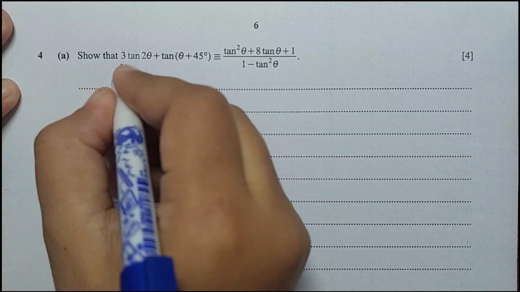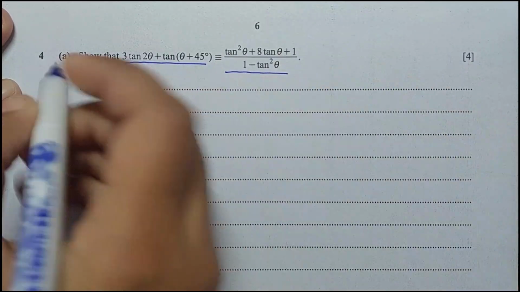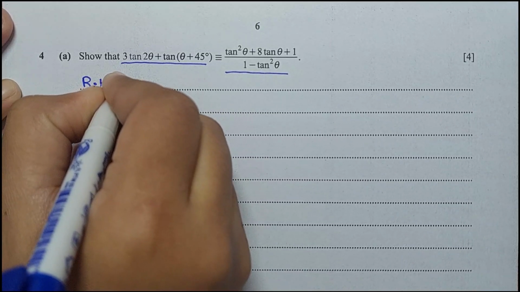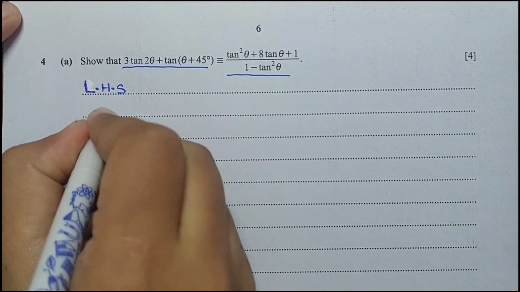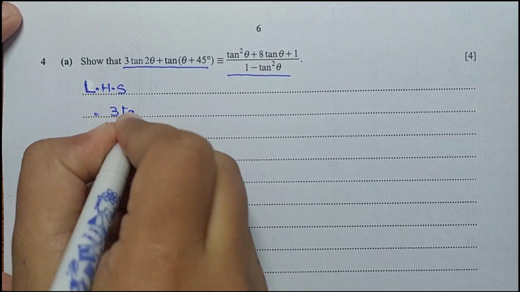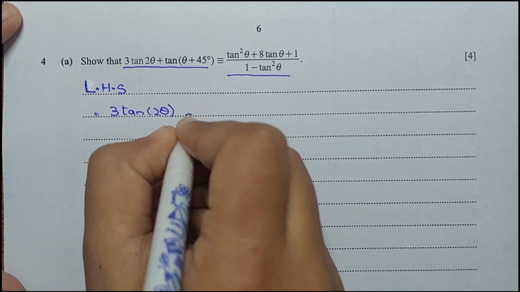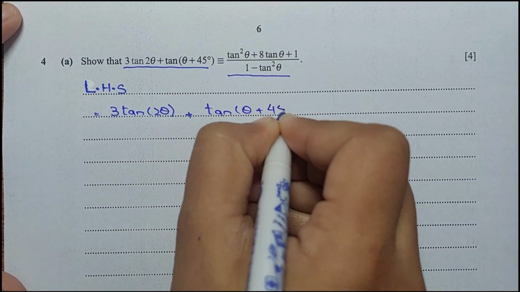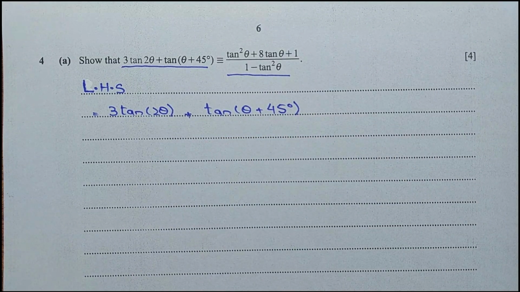Question number 4, part A: show that the left hand side is always equal to the right hand side. So let me start from the left hand side. Alright, my left hand side is 3 tangent of 2 theta, where the double angle formula for tangent we need to open, plus tangent of theta plus 45. So the sum formula of tangent we have to open over here, right?